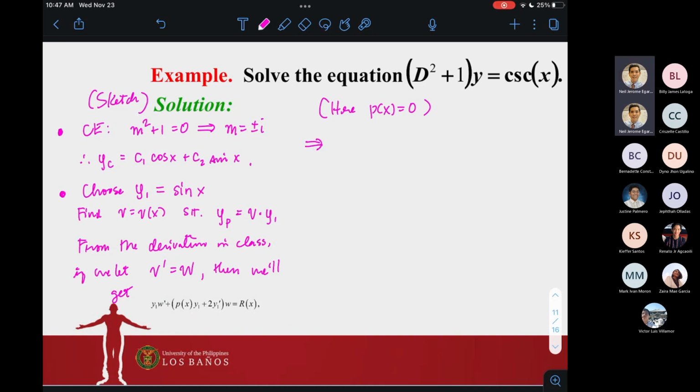y1, remember our y1 is sine x. So y1 is replaced by sine x. Then w prime, that's our unknown now, times w prime, plus p of x, which is 0. So it becomes 2y prime only, plus 2. But what is y sub 1? y sub 1 is sine x. So y sub 1 prime is cosine x times w equals cosecant x.